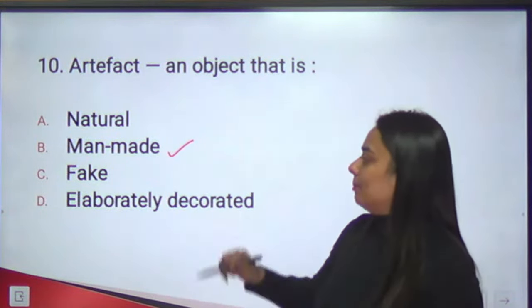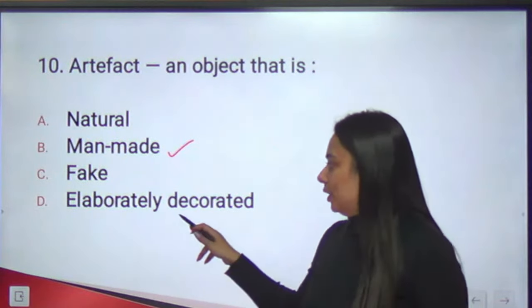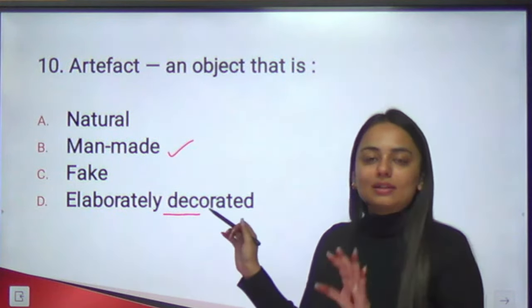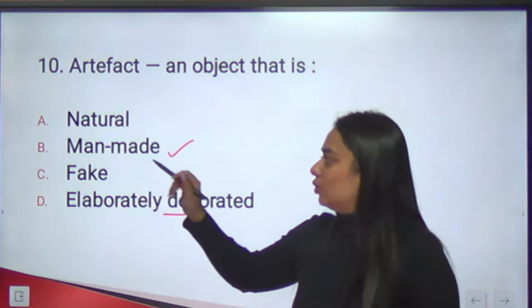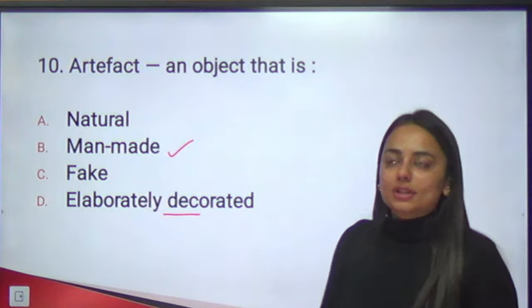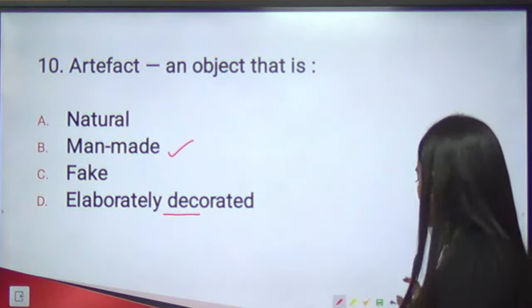It should be man-made. Elaborately decorated is out of the context again. नेचुरल नहीं होगा और फेक नहीं होगा, it should be man-made. नेचुरल इसका ऑपोजिट है और फेक बहुत ही एक्सट्रीम है.